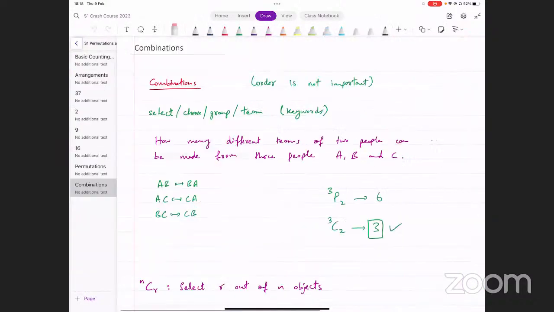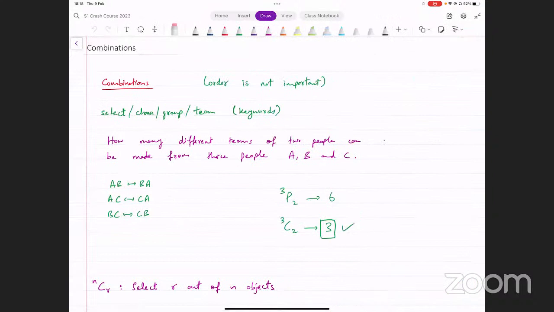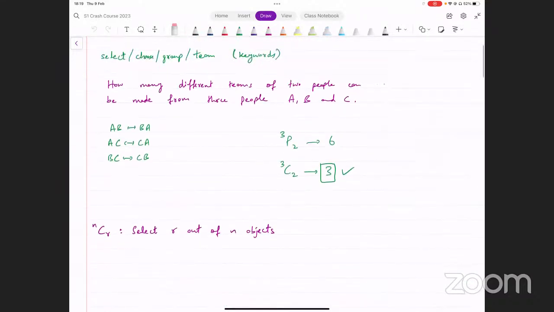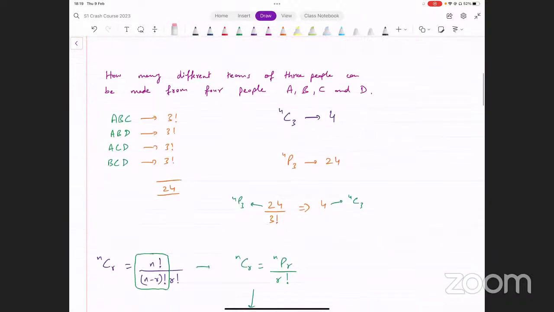We also started combinations. Combinations are when the order of objects is not important. You only care about the objects which are selected or chosen. It doesn't matter in which order they are chosen or selected. So that is unimportant in this case. This is the notation that we use for this: nCr. This means select r out of n objects, right? This is how we use combinations. We did some examples of this.